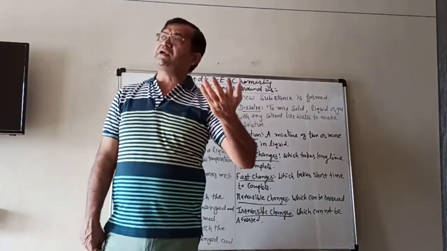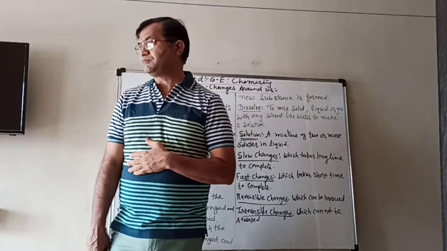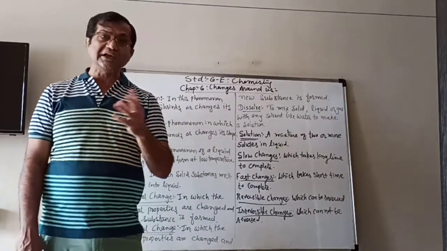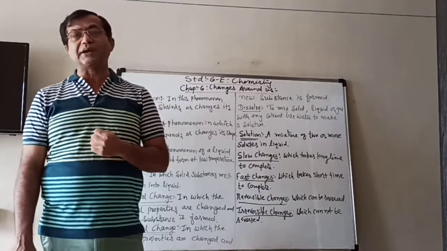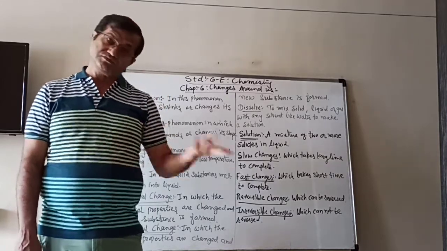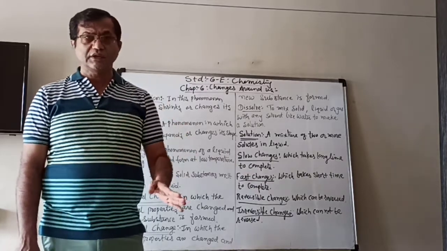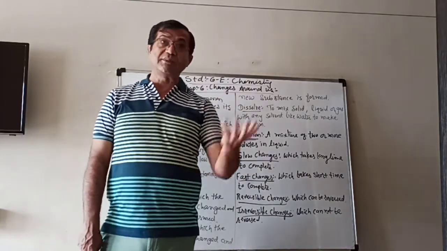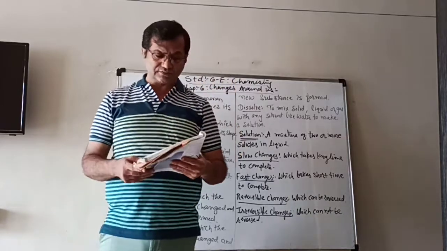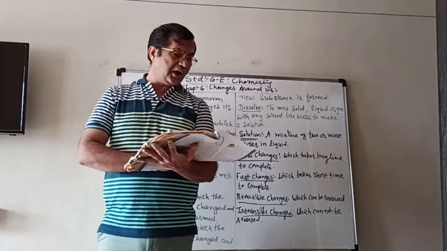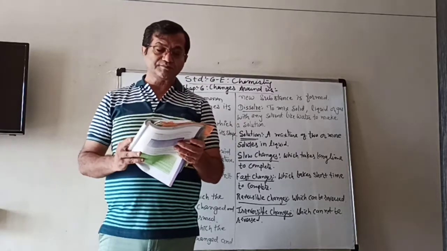Many other examples you can give, like from the cloth, a tailor stitches different types of dresses. Physical change, because cloth is still cloth. From the wood, we make different types of furniture, right? So here it is also a physical change.